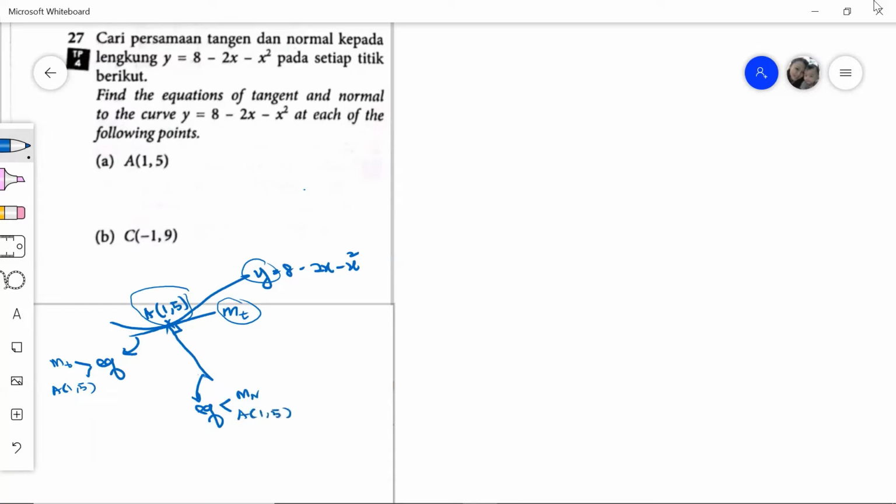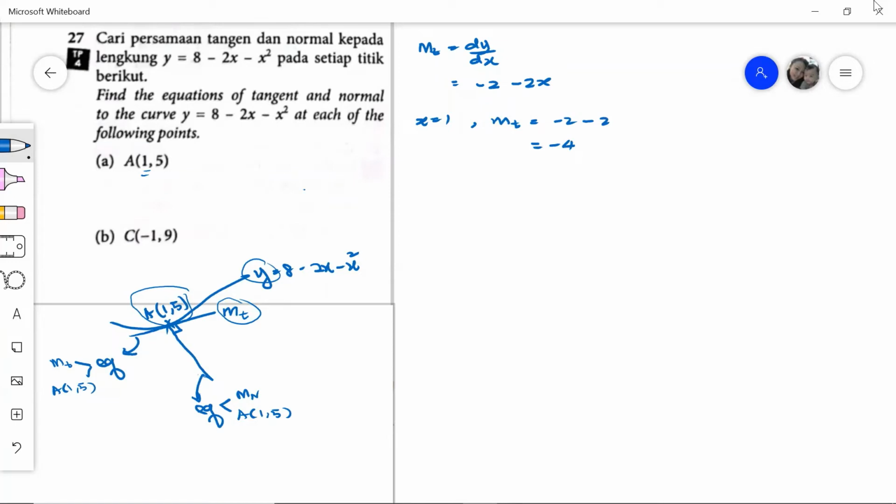All right, and with that, first thing, we have to find the gradient of the tangent. The gradient of the tangent can be found by differentiating the function y. So let's differentiate this. We have dy/dx equals negative 2 minus 2x. And therefore, when x equals 1, because point A's x coordinate is 1, the gradient of the tangent will be negative 2 minus 2, which is negative 4.